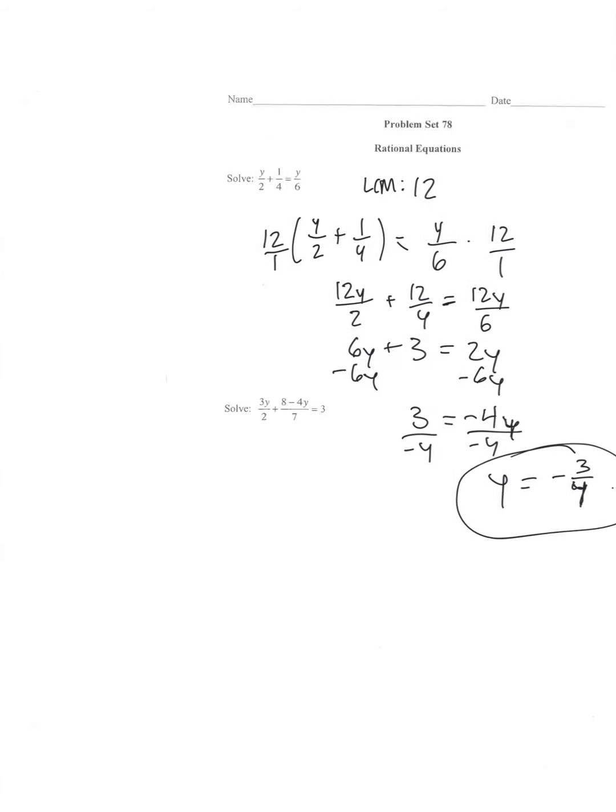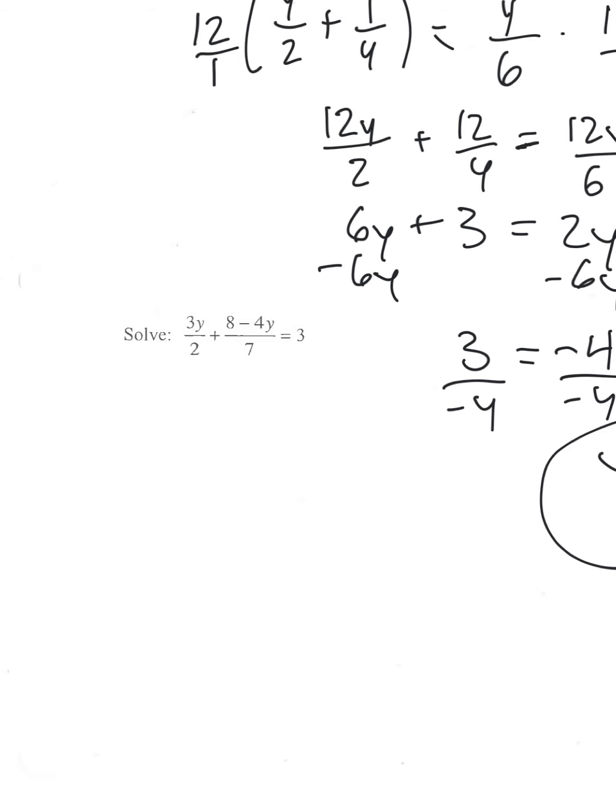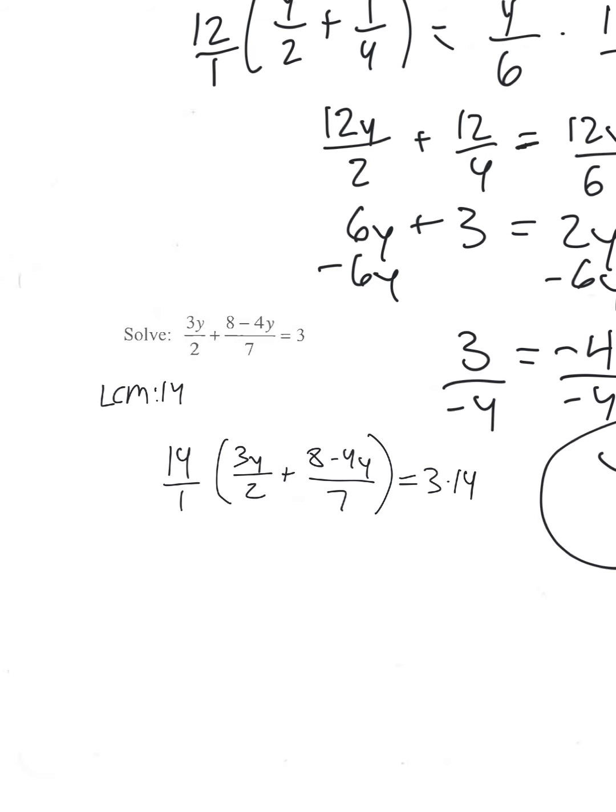All right, so similar situation over here. We do have to be careful, though, when we're multiplying by our terms. Now, I notice that we have a 2 and a 7. I'm looking for a common multiple. I'm going to go with the LCM, which is 14. And again, the goal is to eliminate the fractions within our equation. And so I'm going to take 14 over 1. I'm going to multiply it by the left side and the right side to create an equivalent equation.